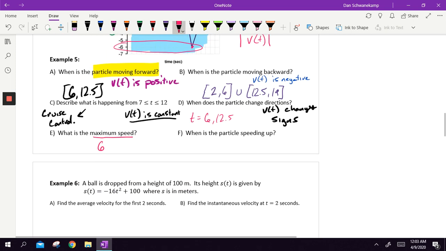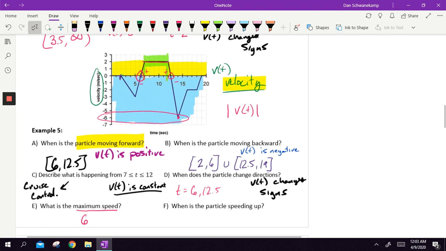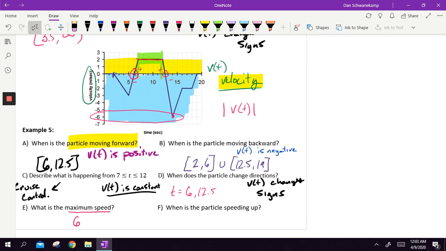And then it gets to this last question here that can be confusing at times. When is the particle speeding up? This could take a long time to explain, but think about it. When am I speeding up? A particle is speeding up when you are moving faster, when you continue to move faster and faster and faster. There are two different things you are looking for. Think about being in your car.